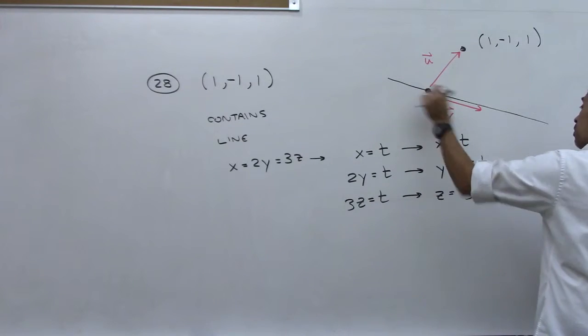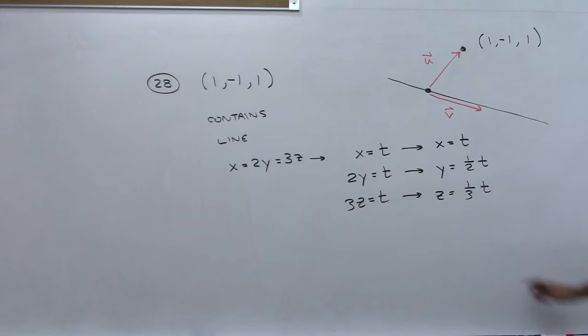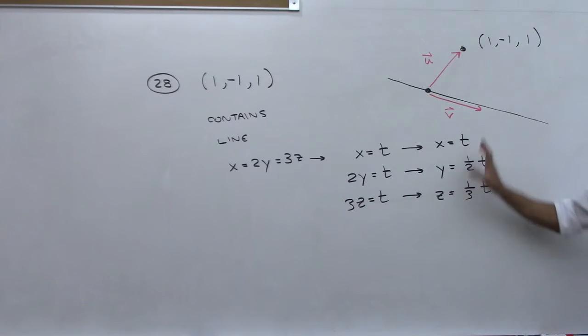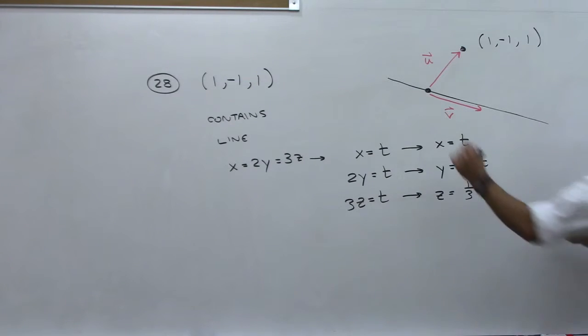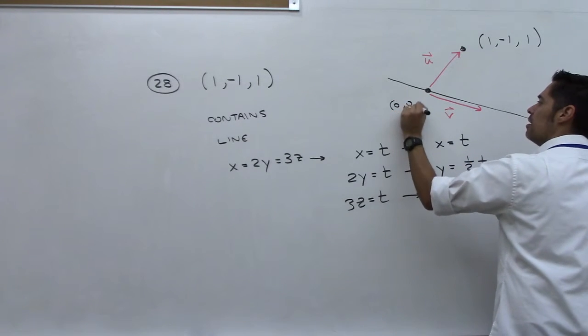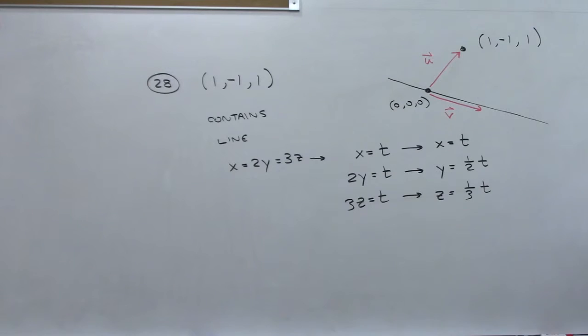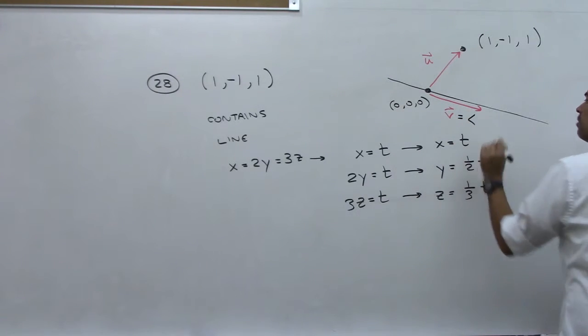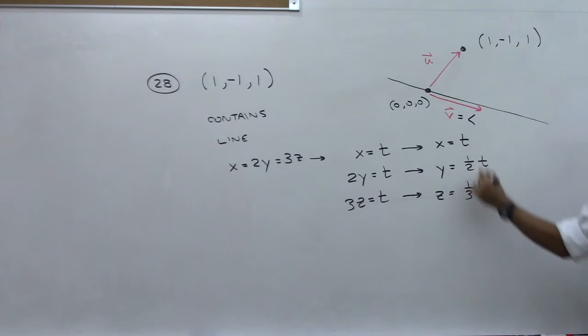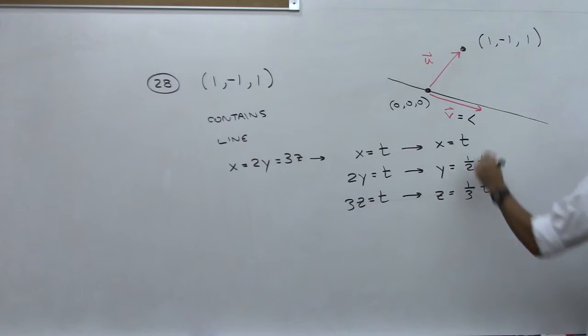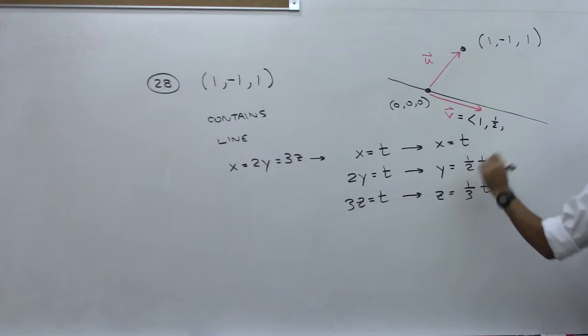I just need to find that point. And the point is any point that lives on this line, so just plug in a value for t. How about 0, right? That's just 0, 0, 0. Hey, so the origin lives on this right here. And the direction vector v, what's the direction vector of this line? It's the numbers in front of the t, so 1, 1/2, and 1/3.